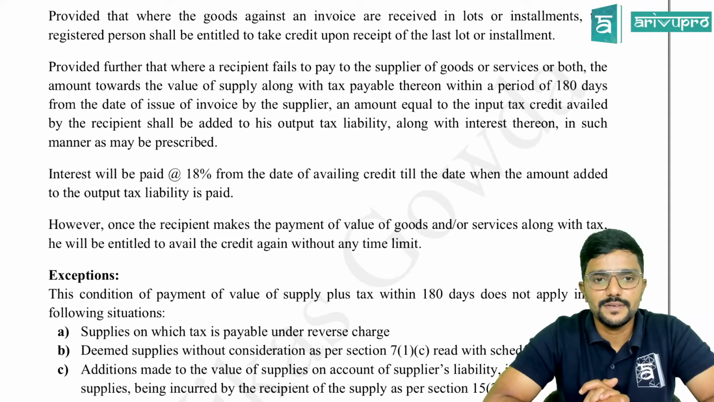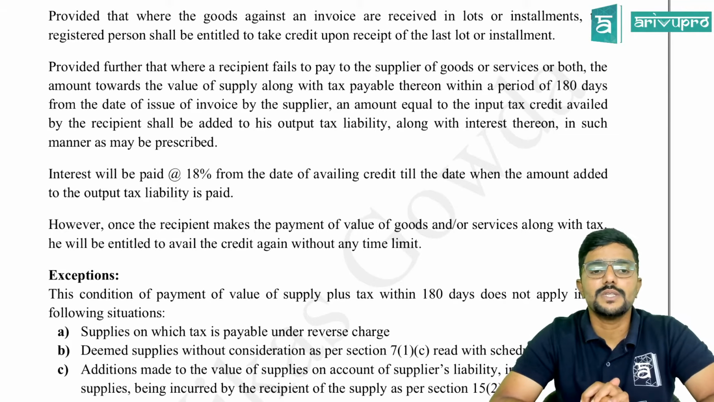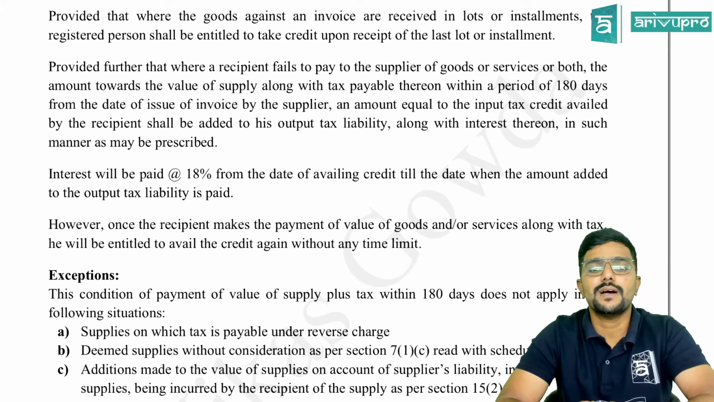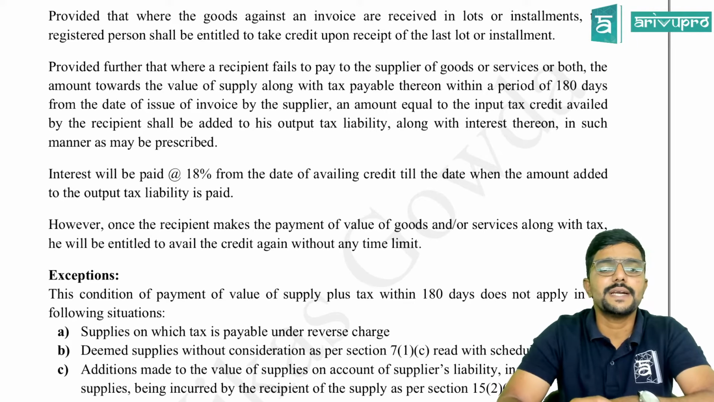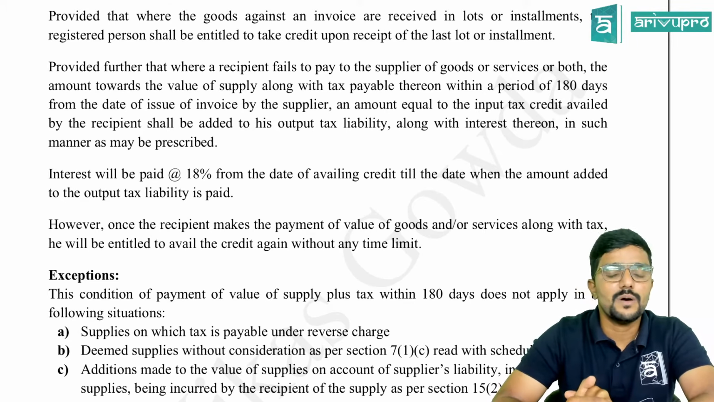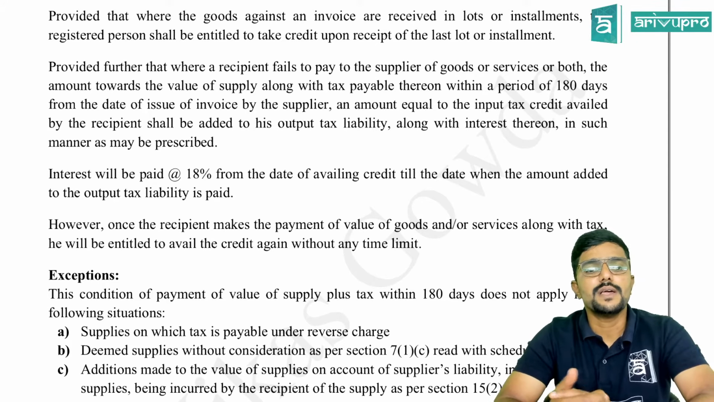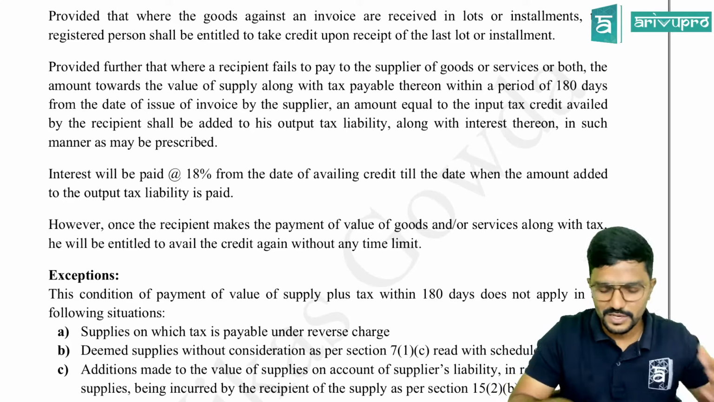Provided further that where a recipient fails to pay to the supplier of goods or services or both, the amount towards the value of supply along with the tax payable thereon within a period of 180 days from the date of issue of invoice by the supplier, an amount equal to the input tax credit availed by the recipient shall be added to his output tax liability along with interest thereon, in such manner as may be prescribed. What are they trying to tell you?